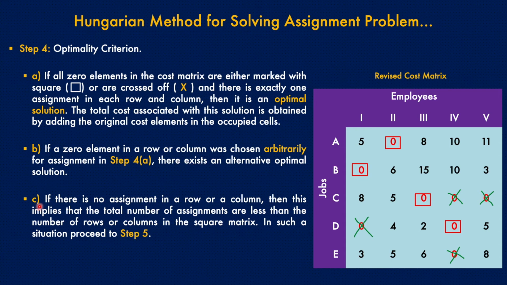If there is no assignment in a row or a column, then this implies that the total number of assignments is less than the number of rows or columns in the square matrix. That means we haven't obtained an optimal solution. So we have to move forward. Like in this particular case, in our question, we have obtained only 4 assignments. We have 5 rows and 5 columns. We should get 5 assignments. So this is not an optimal solution. So we will go forward.